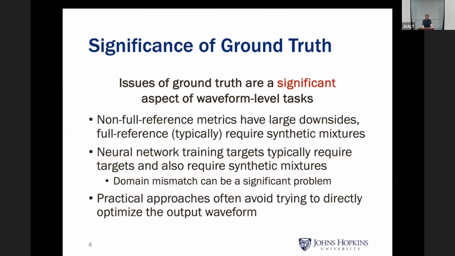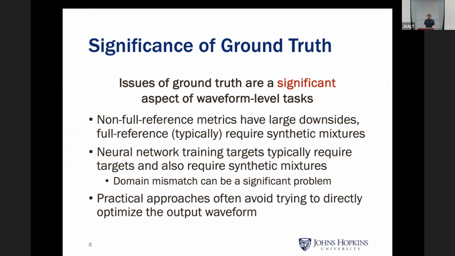But also neural networks are basically always trained to have the ground truth as the target. So neural networks are almost always trained on synthetic noisy speech. And this is a big deal because there can be domain mismatch. If your network is only trained on synthetic noise, you can never train a system on in-domain recordings because you never have ground truth of any sort of realistic condition. So there can be issues with domain mismatch and a lack of robustness.